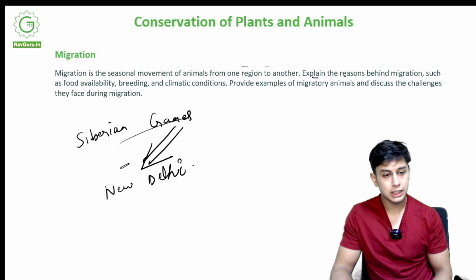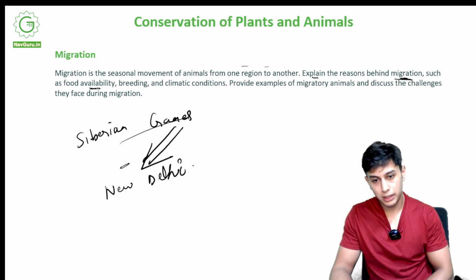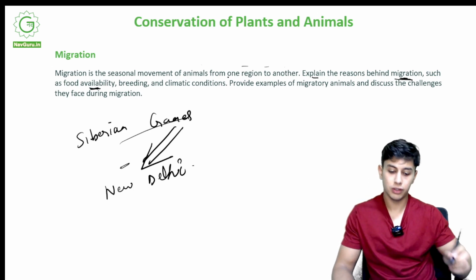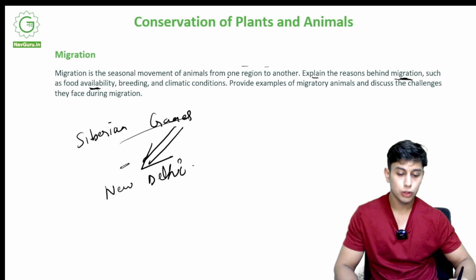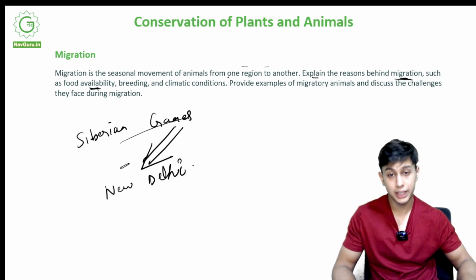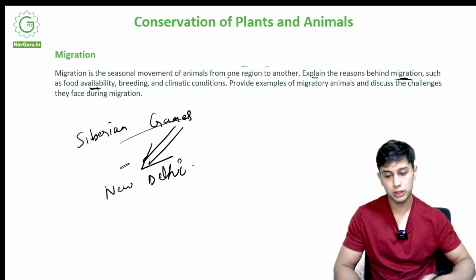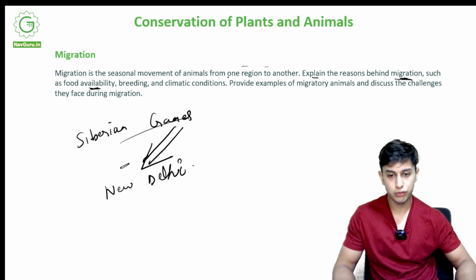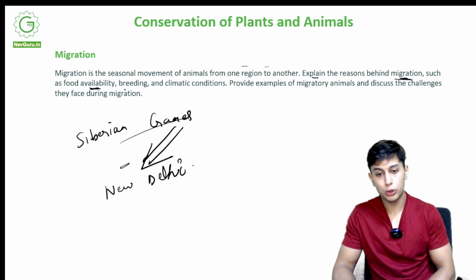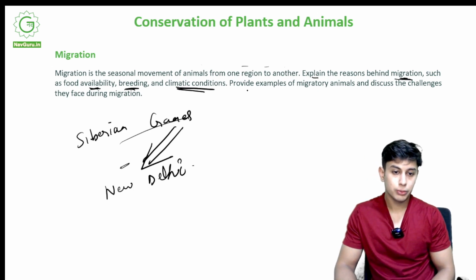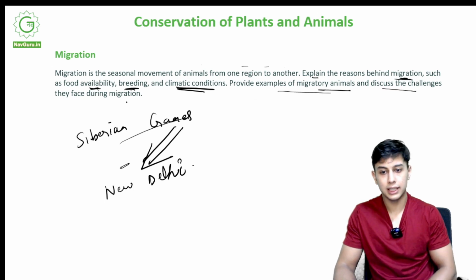Explain the reasons behind migration, okay, such as food availability. Now to get food, if over here it is getting hot, those species will try to migrate if they can, okay, if it is in their evolution, they will migrate in search of food. To breed means to grow in number, and climatic conditions. Migration provides examples like migratory birds, animals, and we discuss the challenges they face during migration.